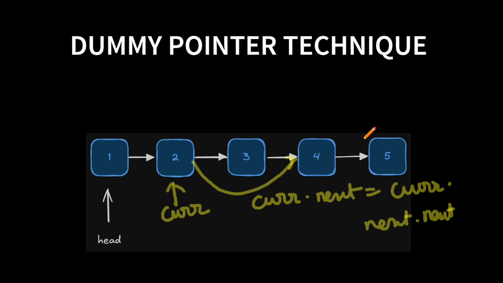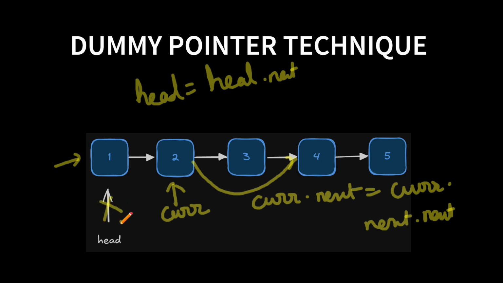So we successfully deleted the middle element, we successfully deleted the last element, but we still need to handle the case when the node at the start, that is the head node, needs to be deleted. Then we don't have any previous pointer, right? So we handle this special case by manually updating the head pointer. So we do head is equal to head.next. So the head pointer now points to node 2.